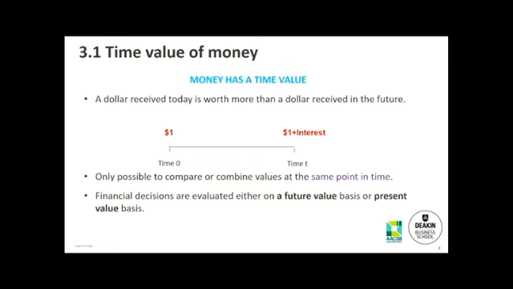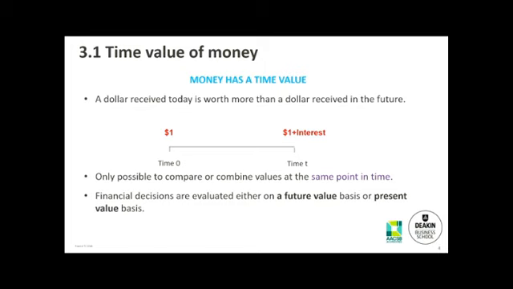Saved in future. Because $1 today in future carries $1 plus interest. Am I right? Money contains a time value. We use interest to represent the time value of money. It is only possible to compare and combine money or value at the same point in time.